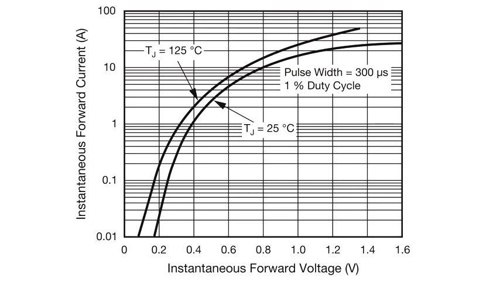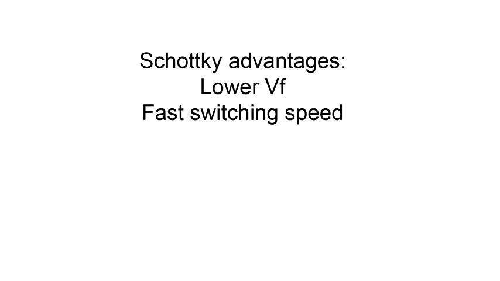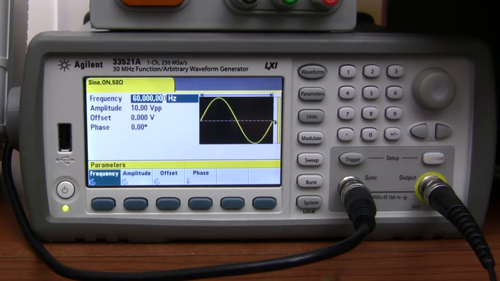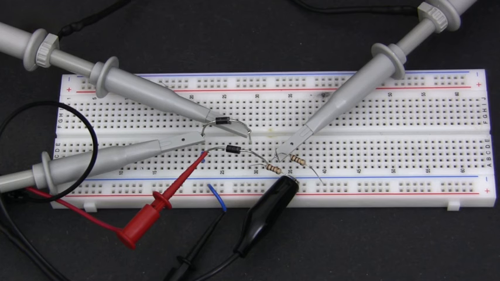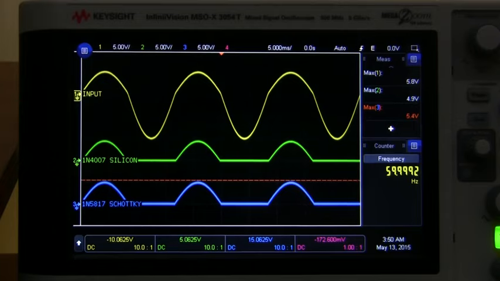Okay, are there any other advantages of Schottkys? Well, they tend to have very fast switching speeds, so you can use them at higher frequencies. I have a demo set up here where I'm generating a 60 Hz sine wave, and I'm feeding it into two different types of diodes, a 1N4007 silicon diode and a 1N5817 Schottky diode. These diodes are very common, and I'm just using a couple of resistors for loads.